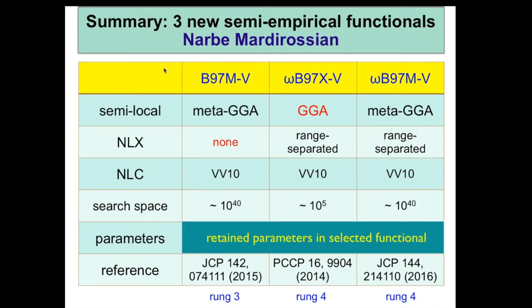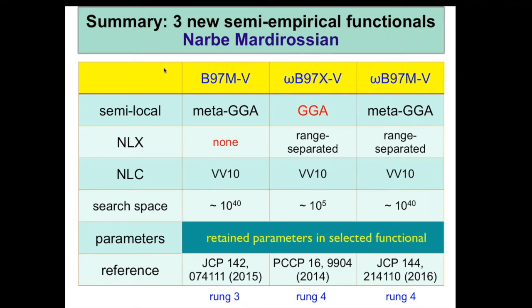You can never do it. The best we can do is search somewhere between billions and tens of billions of functionals, which is really like a drop in the bucket of that search space. But in the middle, the GGA functional, that's a search space on the order of 100,000. You can search that exhaustively.